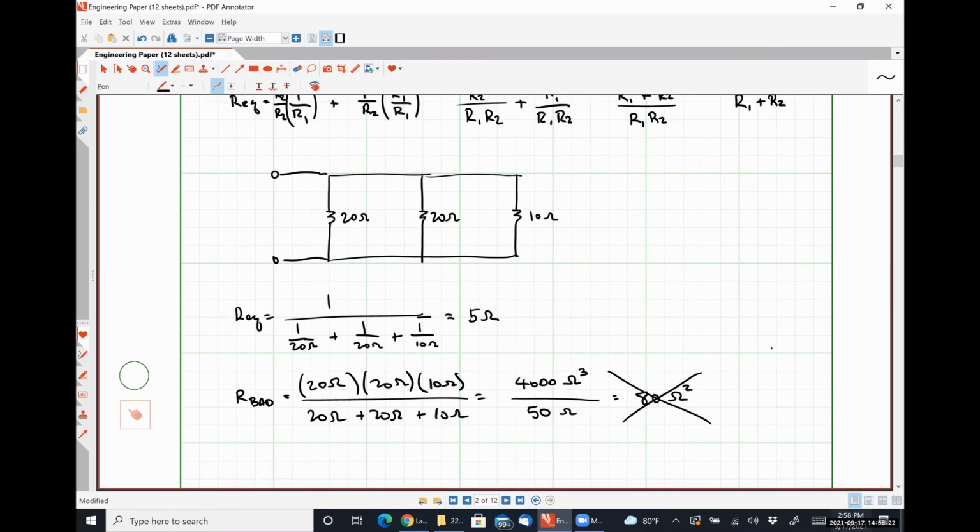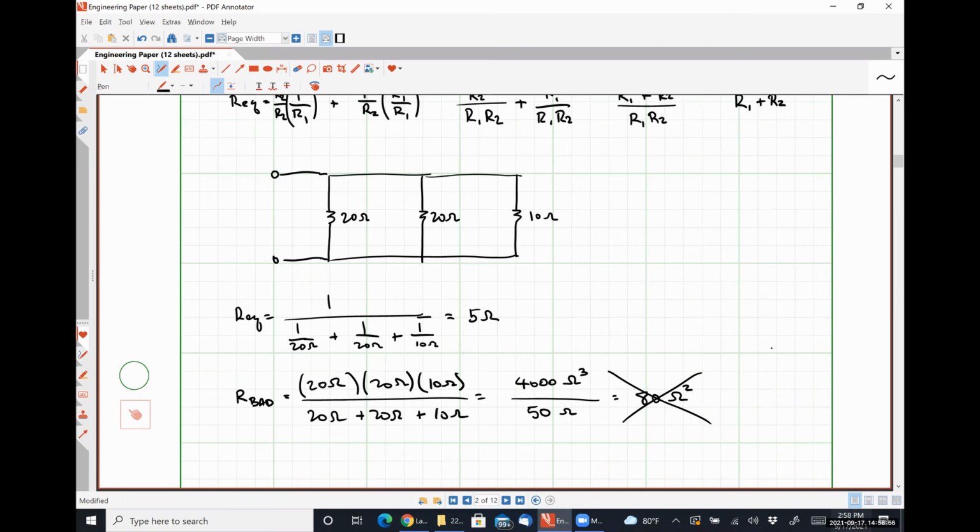But we could combine the 20 and the 20 together to make a 10 ohm resistor, combine that with the other 10 and see that it's 5 very easily. Or we could combine a 20 and a 10 together to get 200 over 30, so 20 over 3, that in parallel with another 20 comes out to be 5, right? So we can take any 2, get an equivalent resistance for those 2, and then apply the rule again now that we've got it down to another set of just 2 resistors.